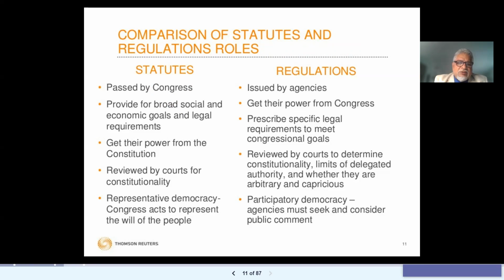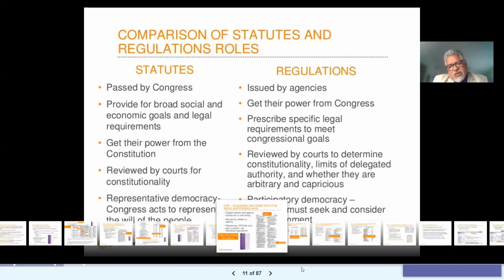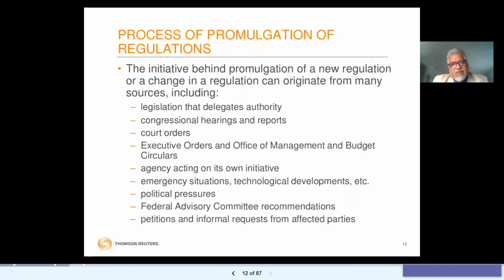So in a statute that represented democracy, Congress acts to represent the will of the people, whereas the regulation is more a participatory democracy, and the agency must seek and consider public comment. So that's why you see a lot of signs, a lot of information, requesting information, telling you about hearings when it comes to administrative law.